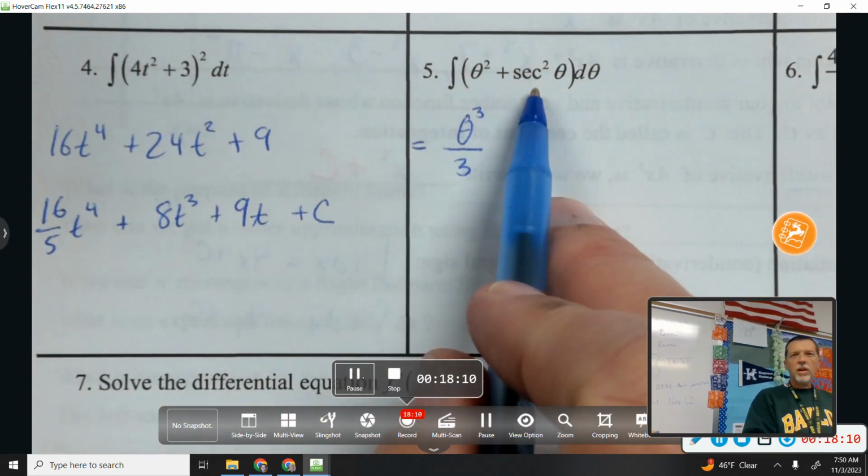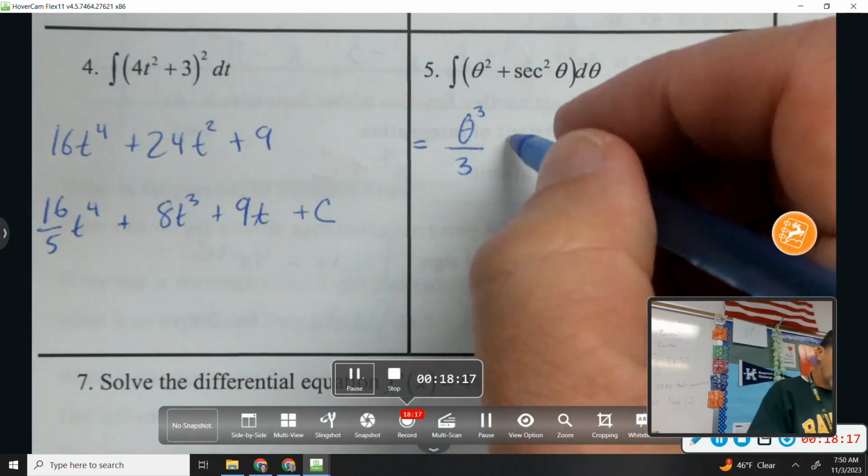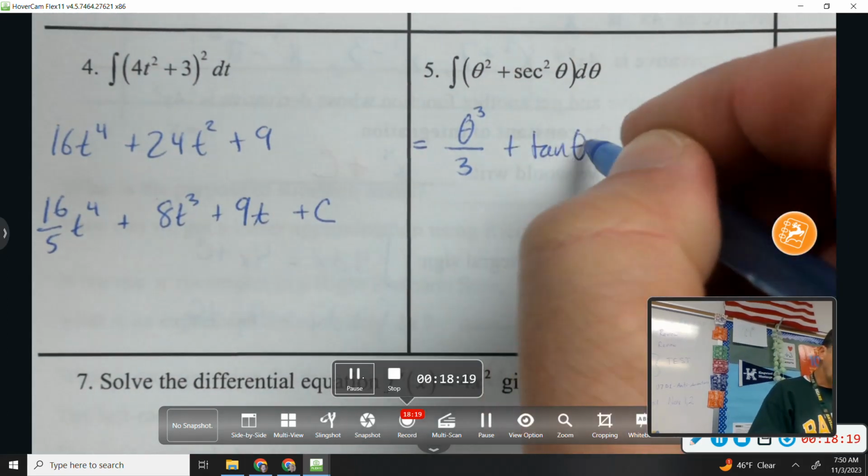What about the antiderivative of secant squared? Who had a derivative of secant squared? Tangent. So plus tangent of theta, and then plus c.